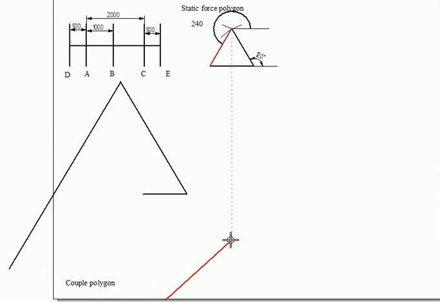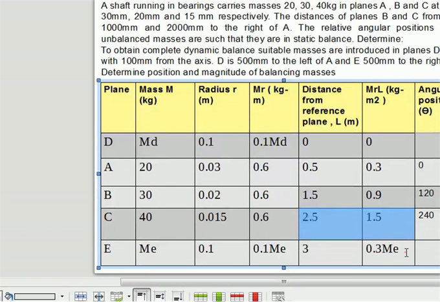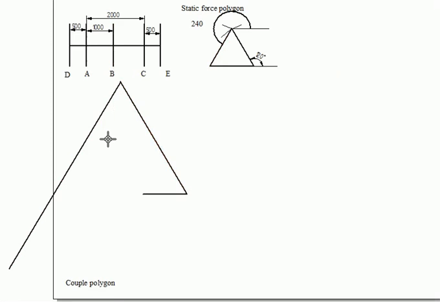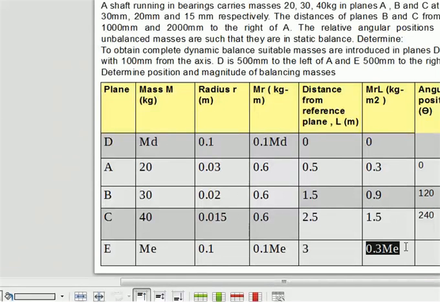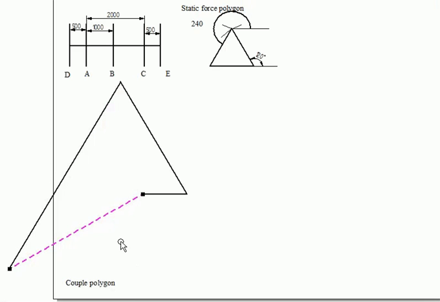You have to take suitable scale while constructing this diagram. And if you connect, next value is unknown, 0.3 times me. So if you connect starting point with end point, measure this dimension, you will get 103.92 mm, and you have to equate this value with 0.3 times me.